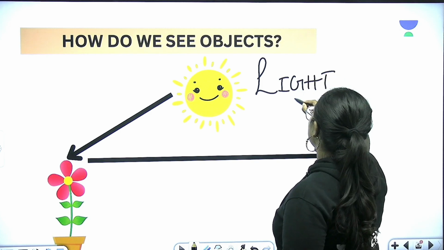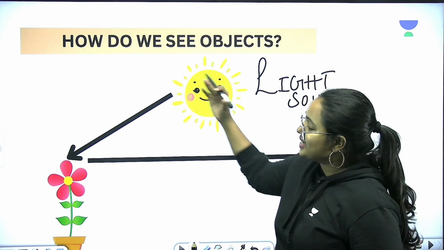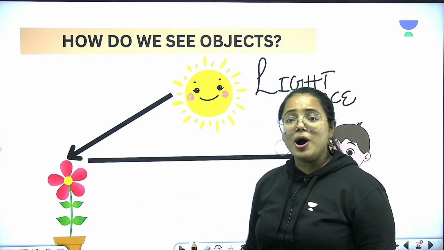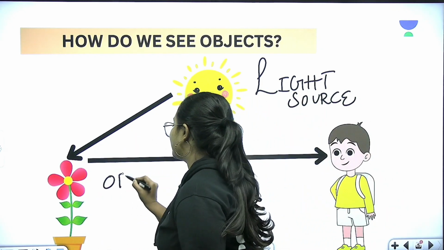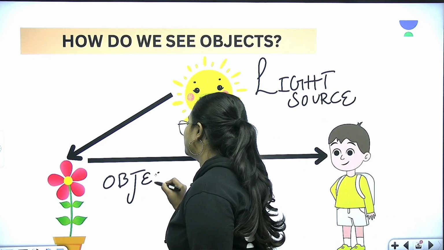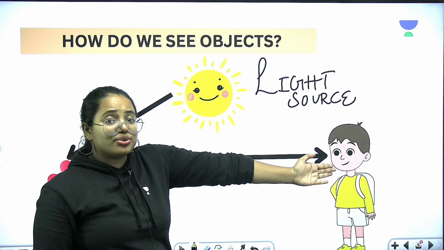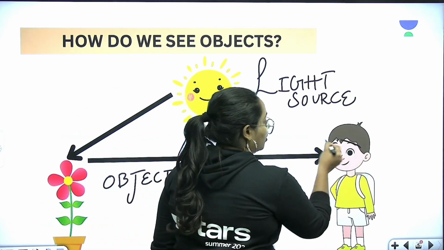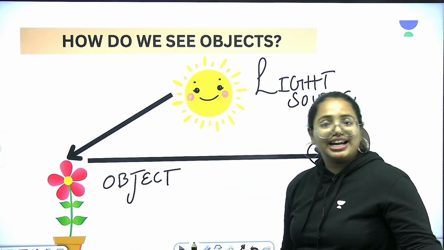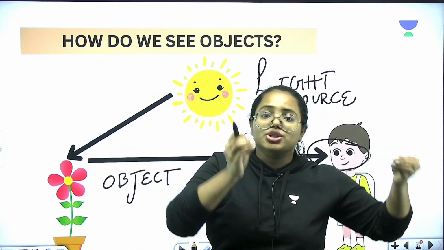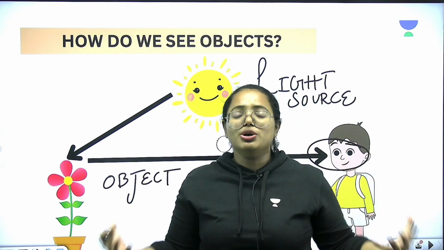There must be a light source, and from the light source, the light has to fall onto the object. Here the plant is considered as our object. You have to be very clear with these terms. Look at this. From the object, the light needs to reach our eyes. This is how we are able to see an object. Clear? From the sun to the object, from the object to the person. This is how we are able to see things.